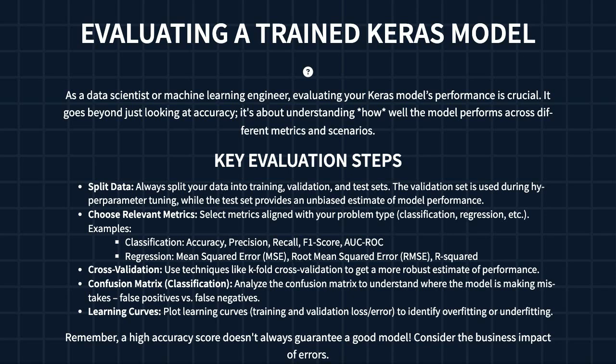Things like precision, recall, and F1 score are useful for classification, while MSE and RMSE are great for regression. Cross-validation helps give you a more reliable picture of how your model will perform in the real world. And don't forget about tools like confusion matrices to pinpoint where your model is struggling. Learning curves can also be super helpful. They show you if your model is overfitting or underfitting.